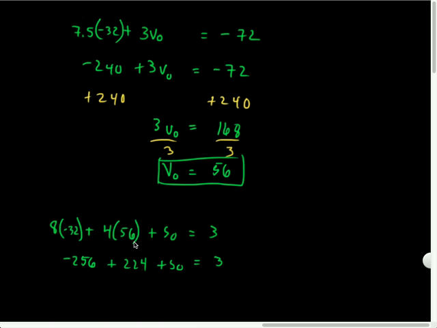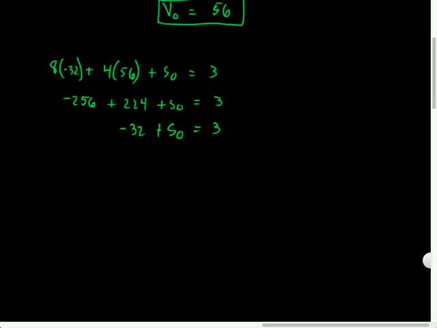And let's see, 224 difference with 256 is 32, oddly enough, and that will be a negative 32 plus S naught equals 3. And then I could just add that 32 to both sides, am I right? So I get S naught equals 35. And then I could answer the question, but this video is getting long. It's 20 minutes already. Yikes.